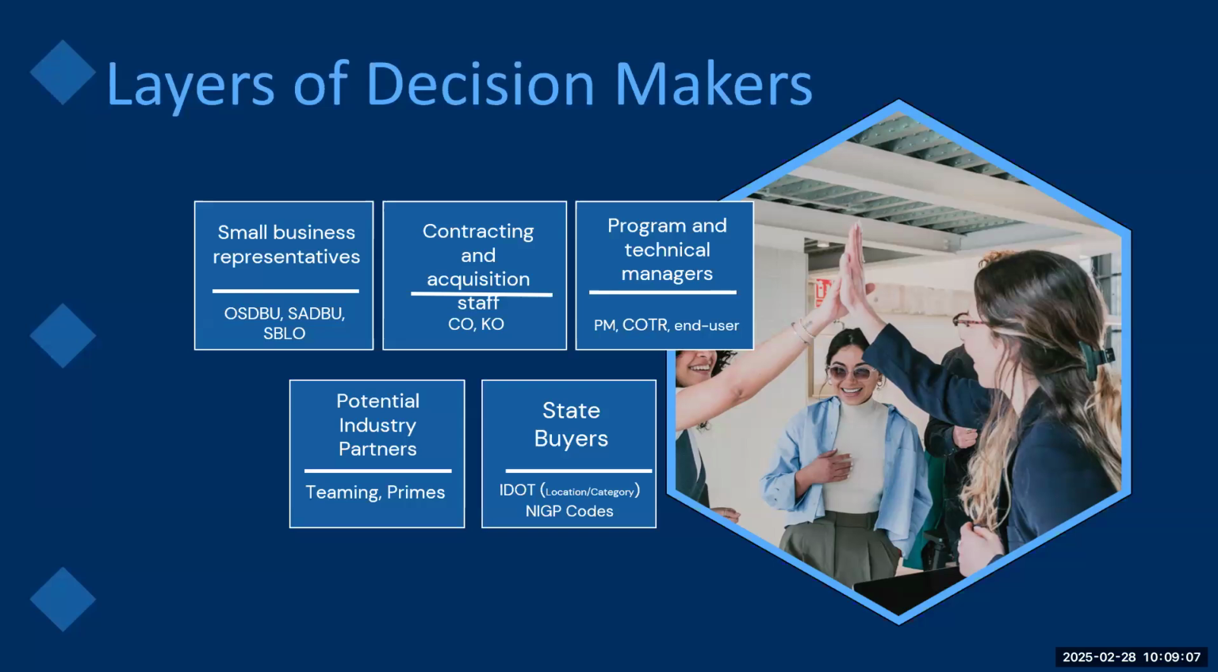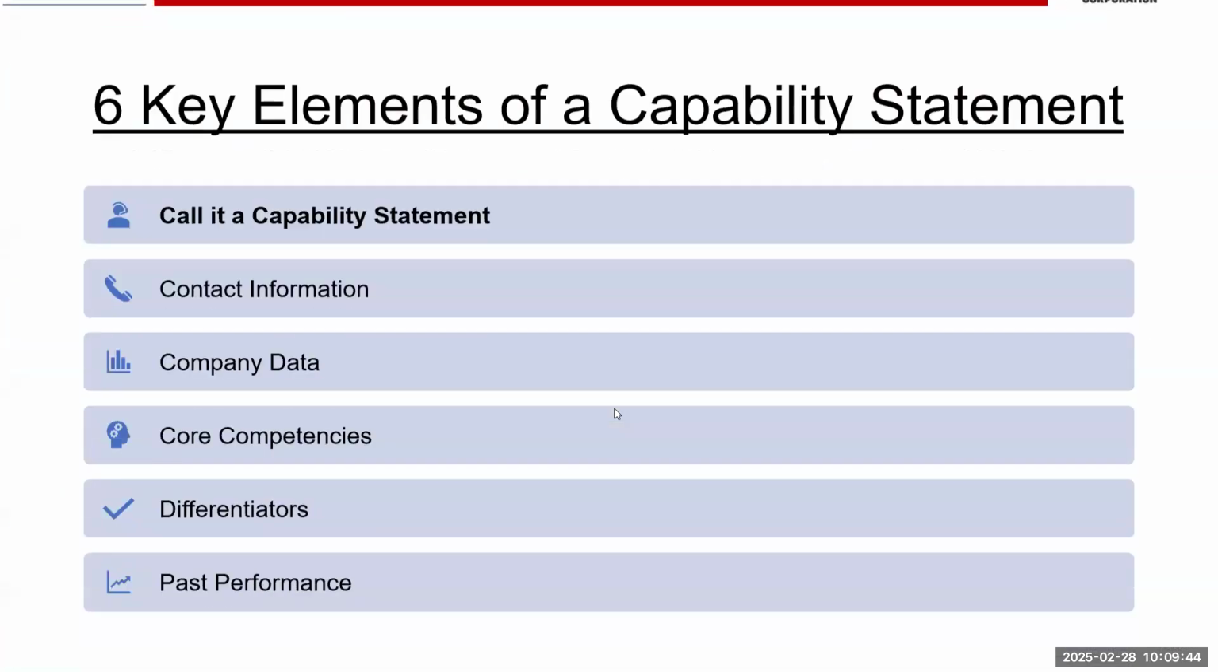That way you would be tailoring it to the specific agency. Program and technical managers. Maybe you're going to an end user, and so you're able to then tailor to the end user, teaming partners, and keeping in mind state agencies also appreciate a capability statement. So in that case where you've got perhaps a DBE recognition, you've got a business enterprise program recognition from the state of Illinois, they use different codes, NIGP codes. So once again, another opportunity to tailor your capability statement to your audience.